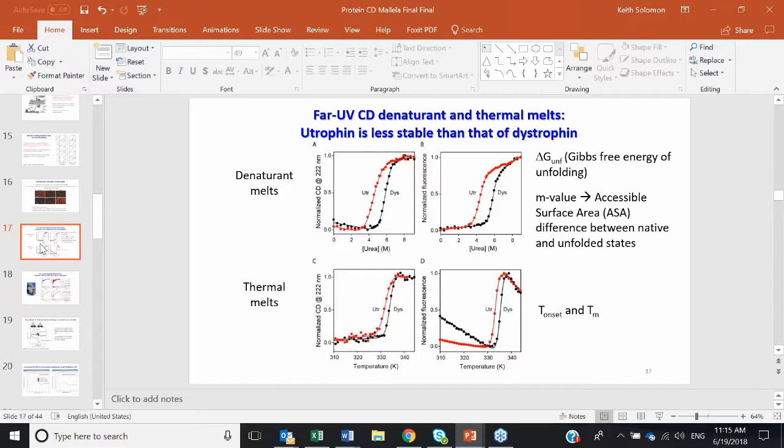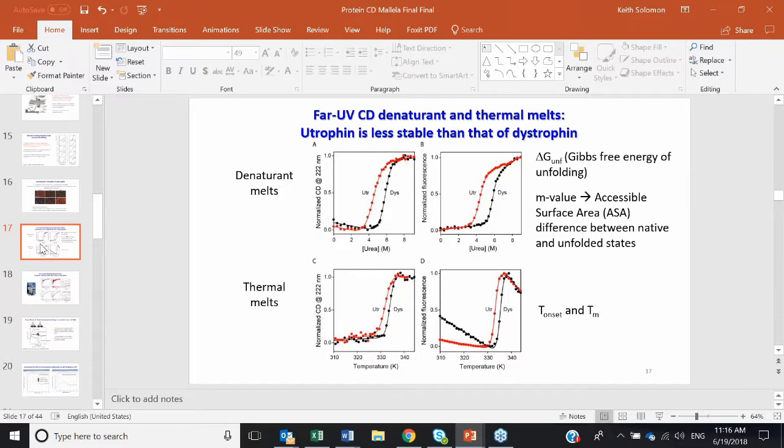So the delta G of unfolding and the M value, which we obtain by fitting these curves, are only qualitative if the protein is multi-state. And if the protein is two-state, they are quantitative. But if we see one sigmoidal transition, there is no way of distinguishing whether the protein is two-state folded or three-state folded.